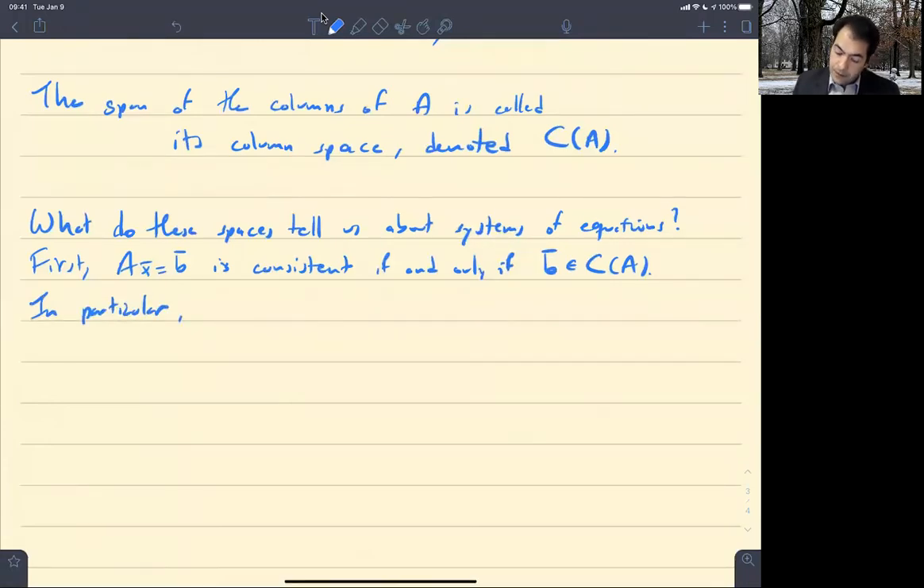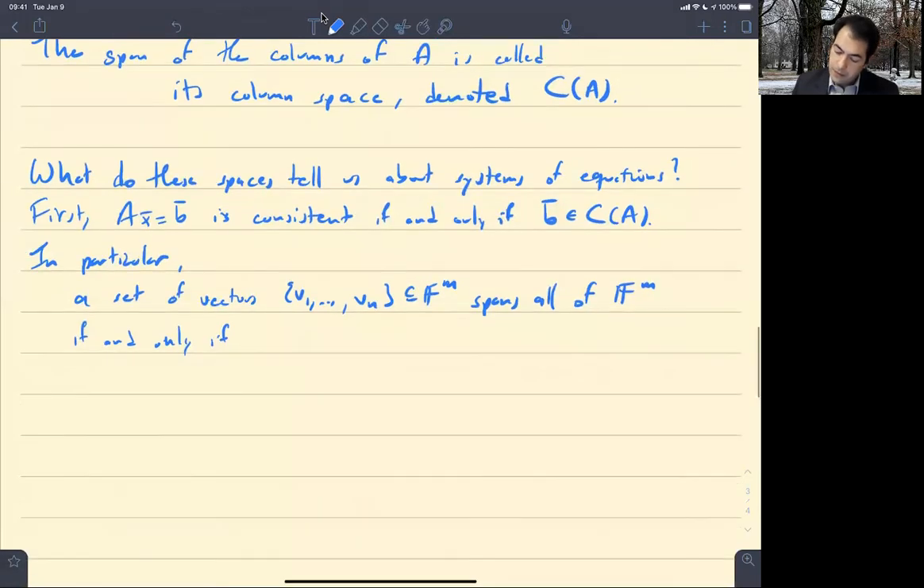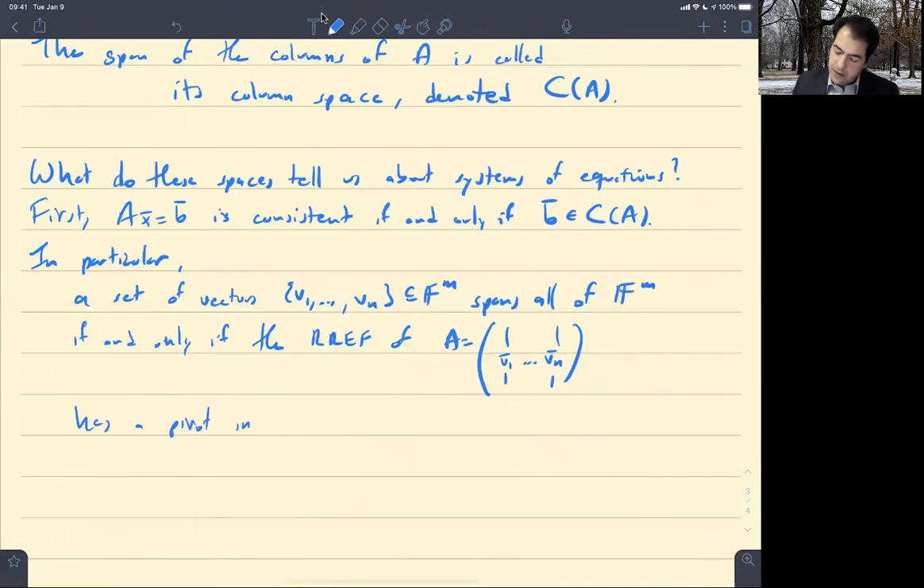In particular, here's a nice fact. A set of vectors, so I don't care about the order, a set of vectors inside Fm spans all of Fm if and only if the reduced row echelon form of the matrix A that you get by just putting these vectors as the columns of a matrix has a pivot in every row. Okay, so let's prove this.